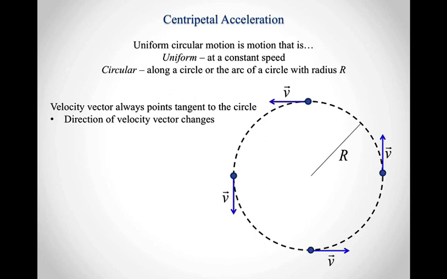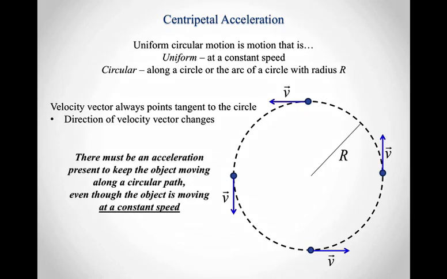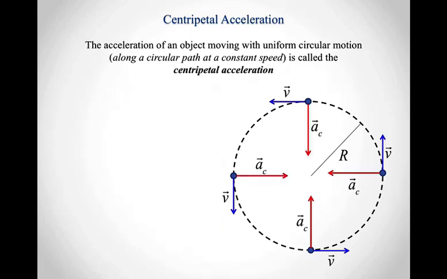Well, of course, if you change the velocity vector in any way, there has to be an acceleration. So here our object isn't speeding up or slowing down, but because it's changing direction, we still need an acceleration. So even though our object is moving at a constant speed, there's an acceleration that keeps the object moving along a circular path. The name we give to that acceleration is the centripetal acceleration. The centripetal acceleration is the acceleration that's going to hold your object on the circular path as it travels with a constant speed. And like any vector, we can talk about both its magnitude and its direction.